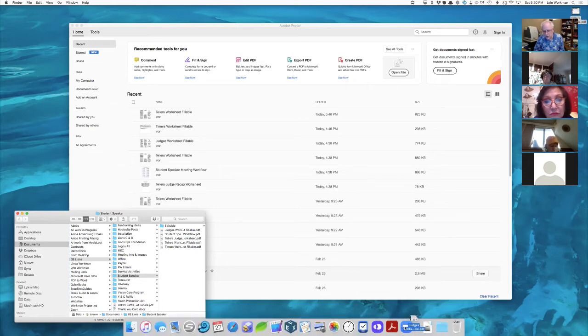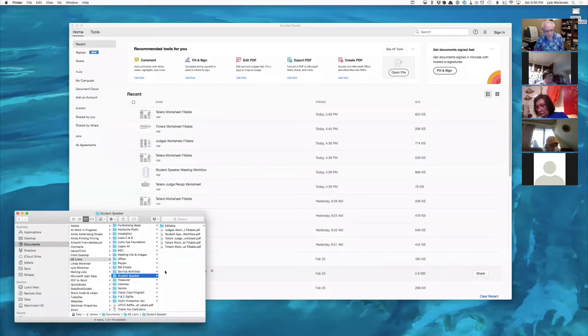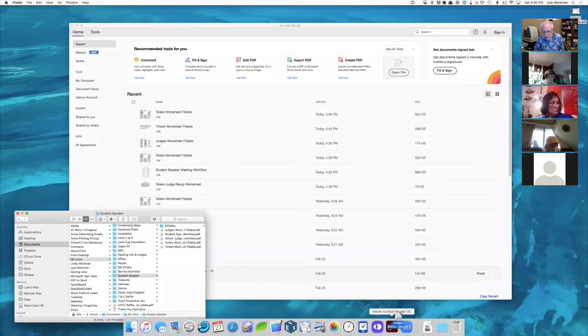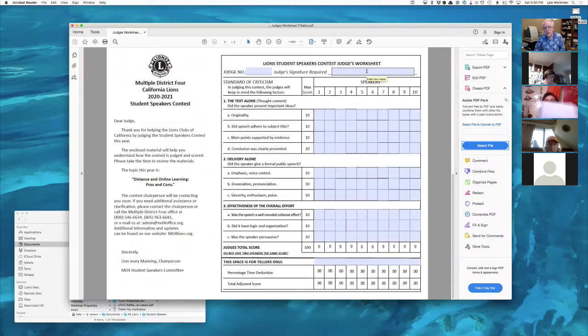I'll show you another reason to use Acrobat. All right. Now you'll notice up here, when you open a form or a PDF in Acrobat Reader, these tools up here open up for you. And you'll see one here that looks like a pen, the tip of a pen.